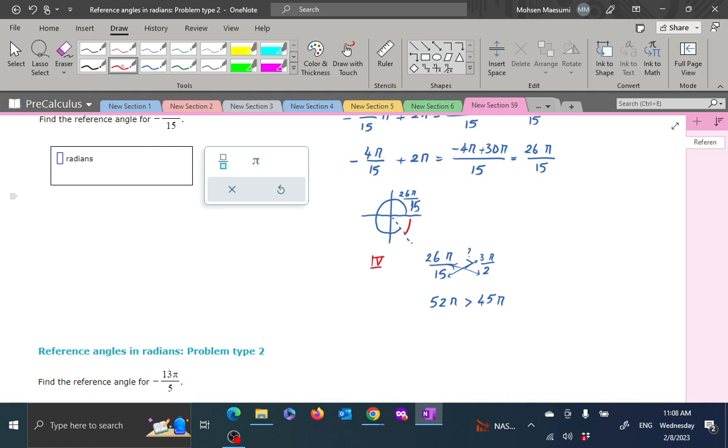Question was, are we in quadrant 4 or not? Yes, we are in quadrant 4. And then what's our recipe? Our recipe is to take 2 pi and from that subtract the angle that you are dealing with, the last angle here, which is 26 pi over 15. Take a common denominator, 15. This becomes 30 pi, and this becomes, well, it was 26 pi. Subtract, 4 pi over 15, and that is the final answer.